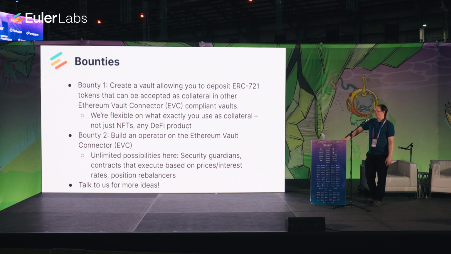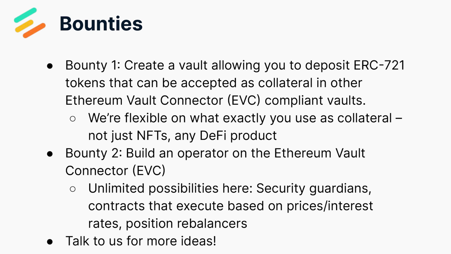So that's the sum of the talk here. We have some bounties for the hackathon going on here. Two bounties. The first one is to create vaults that accept ERC-721 tokens as collateral and integrate them with the EVC, right? We have some helpful wrappers and examples in our EVC Playground repo that can help you get started. I just want to say that we're actually a little bit flexible on what you use as collateral, right? NFTs are probably the easiest to describe, a very obvious use case, but something that's different.